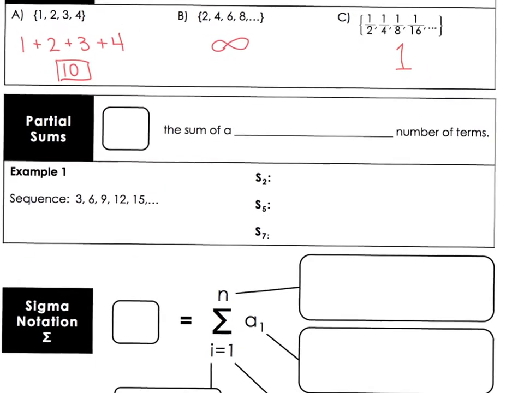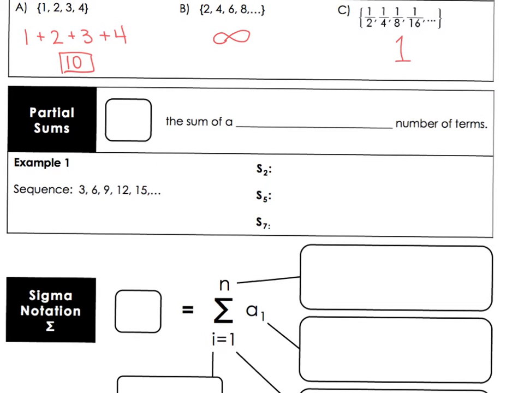So let's talk about a partial sum. We use this symbol, capital S sub n, to represent the sum of a sequence. And it's going to be the sum of a specific number of terms. Meaning that they're going to say find S sub 2, and that means we're going to use the first 2 terms. S sub 5 would be the first 5, and S sub 7 would be the first 7.